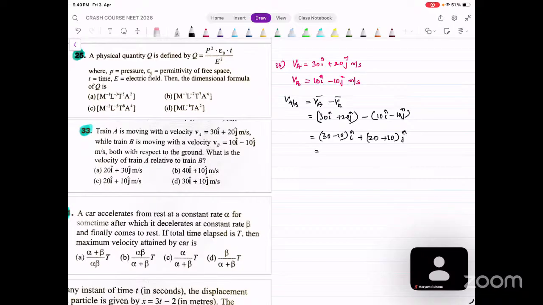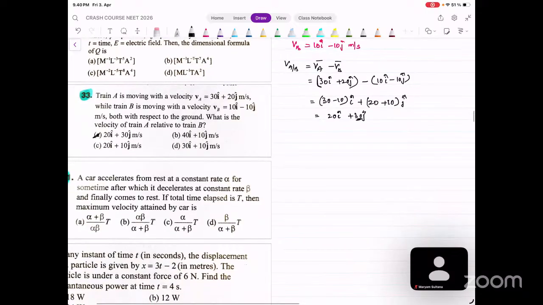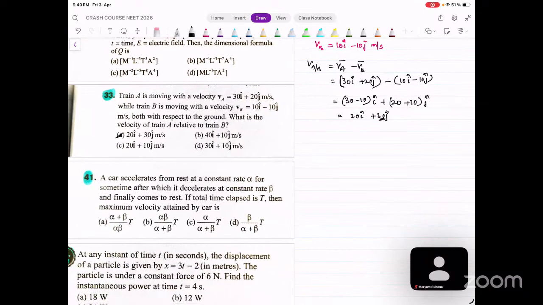So this value will be equal to how much for me beta? 20 i cap plus 30 j cap. This will be the answer. So 20 i cap plus 30 j cap. So first option is the answer for this. Clear? Clear beta?